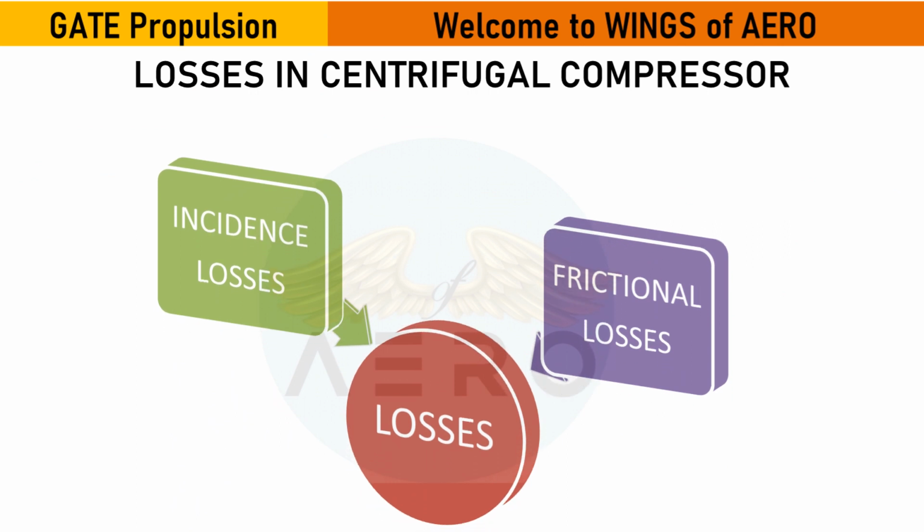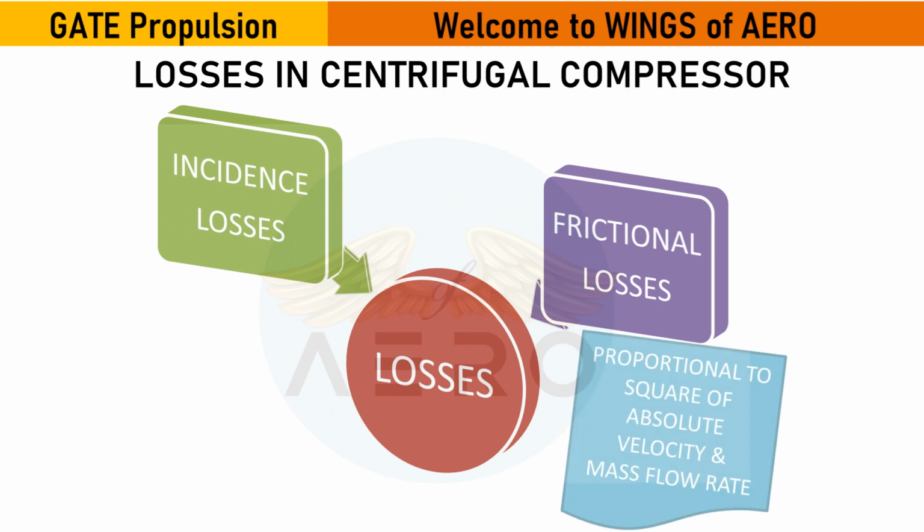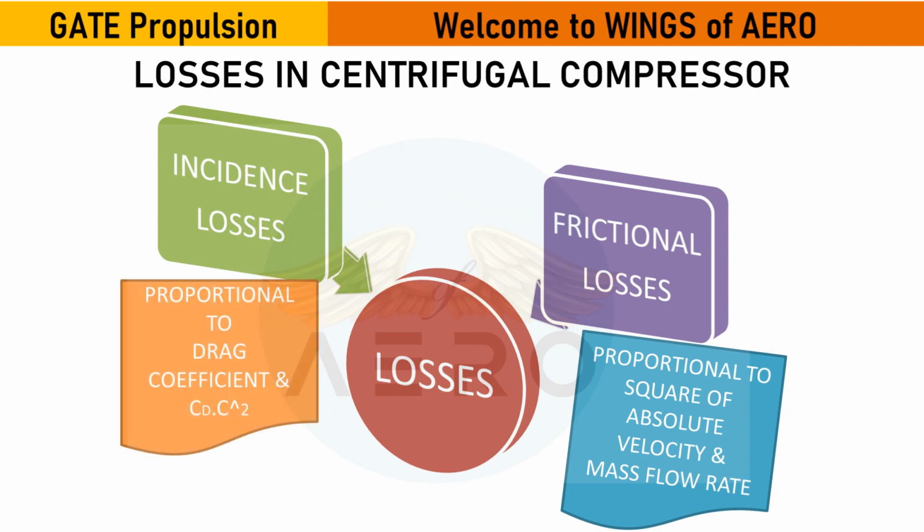Okay, now coming to the different losses. Basically the losses can be classified into the incident loss and the frictional loss. What factors come under the frictional loss? It is proportional to the square of the absolute velocity and the mass flow rate. Okay, these are the parameters. And the incident loss is proportional to the drag coefficient, CD, times C2 squared, where C is again the absolute velocity, the product of the drag coefficient and the absolute velocity.